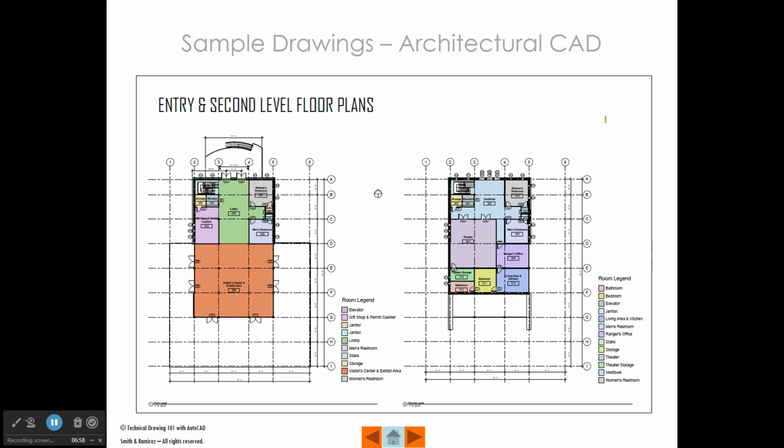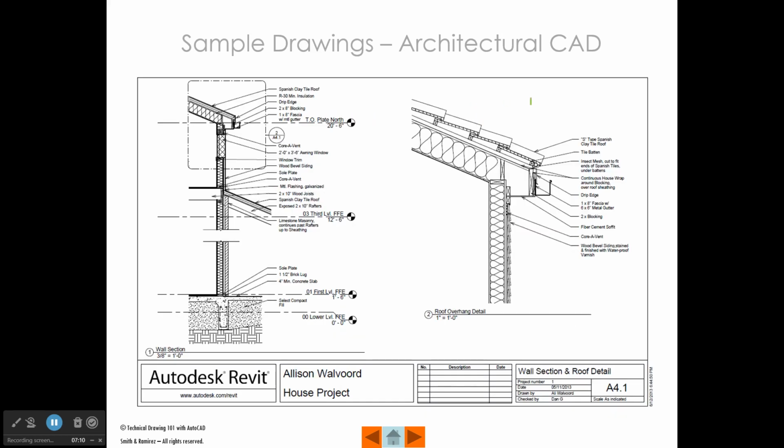This is the floor plan of a building that also was created using a 3D model, and the software was called Revit. So the floor plan is derived directly from the 3D model. These are some construction details. This is a wall section over here, and some details where the roof joins to the wall.